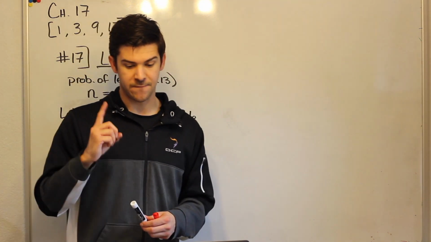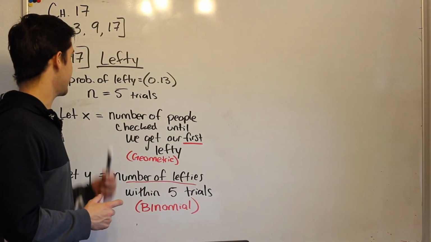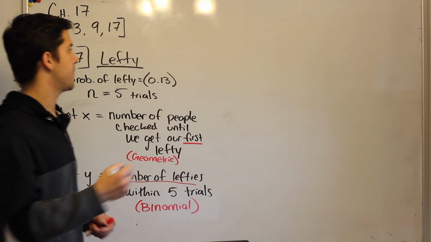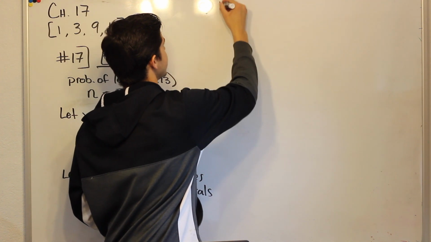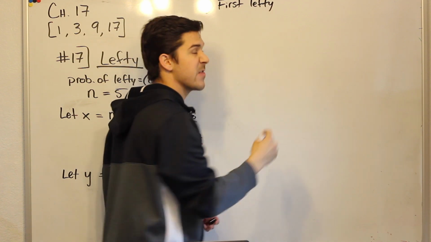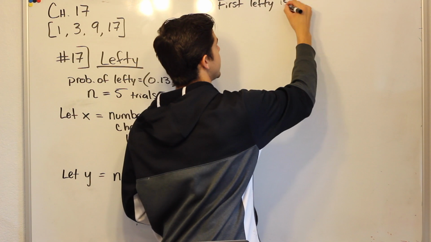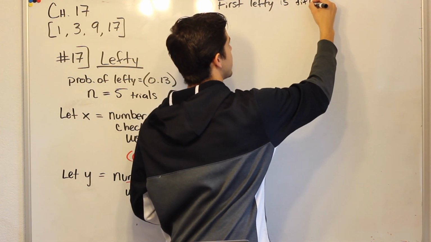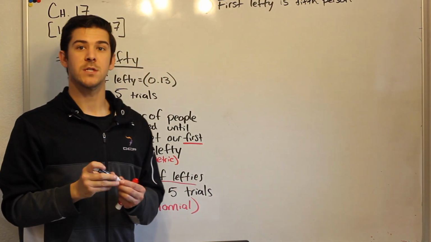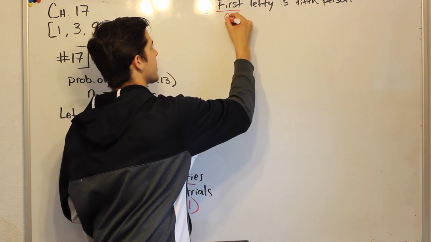Find the probability that the first lefty is in the 5th person we choose. Once again, if we care about the first lefty, we're talking about the geometric model. So for part A, where it says first lefty, the very first lefty is the 5th person. We're going to be using the geometric model because there's a keyword here, first.